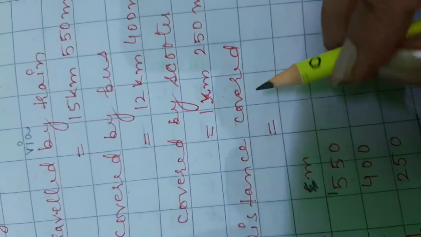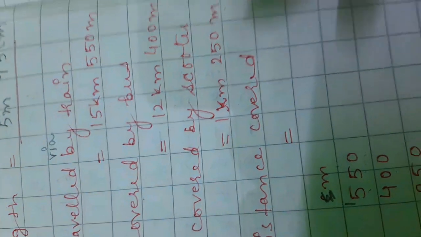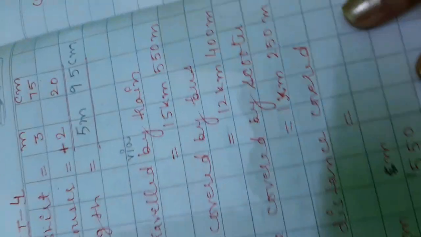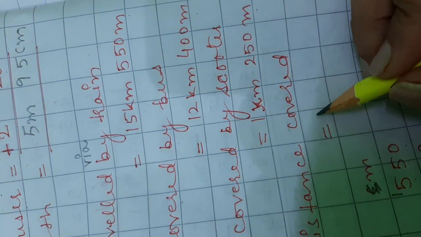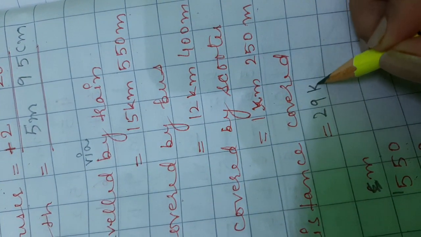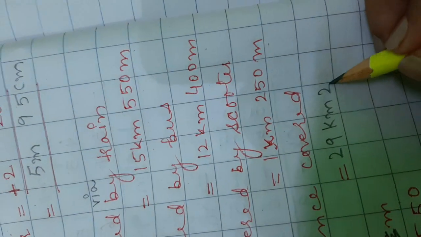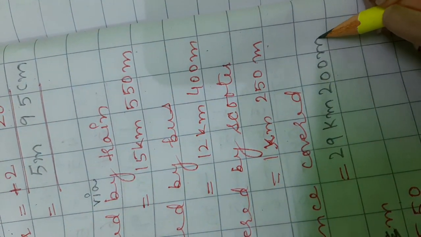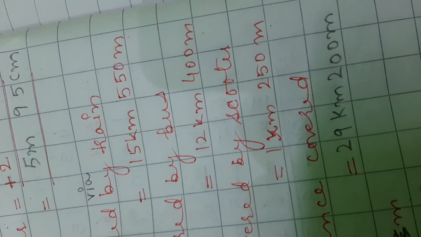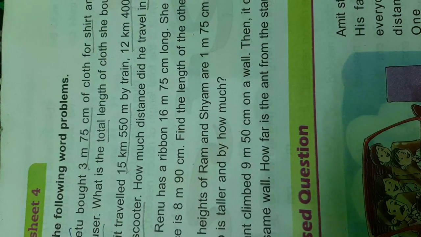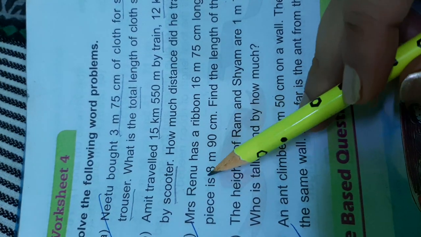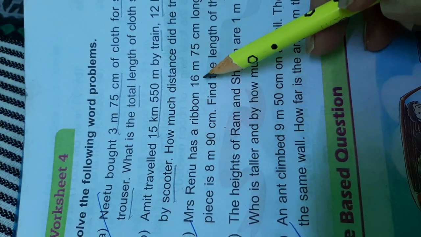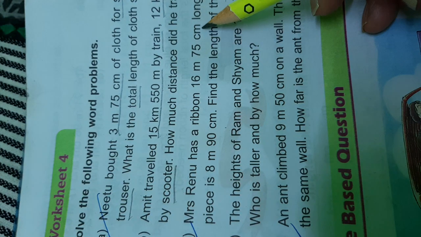So total distance covered by, you can write the name also, by Amit. Total distance covered by Amit is equal to 29 kilometer 200 meter, right? Coming on to the third C part, Mrs. Renu has ribbon 16 meter 75 centimeter long.